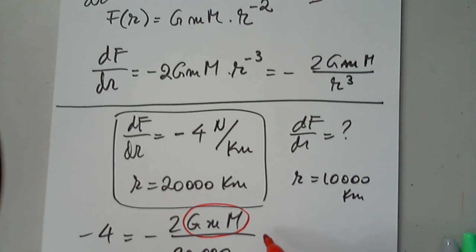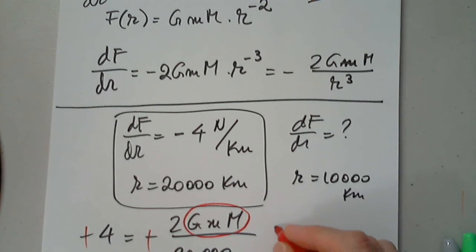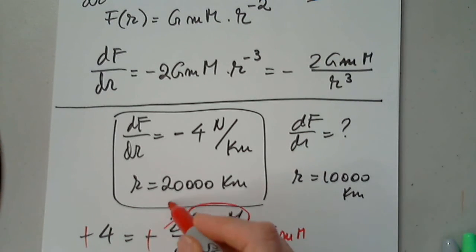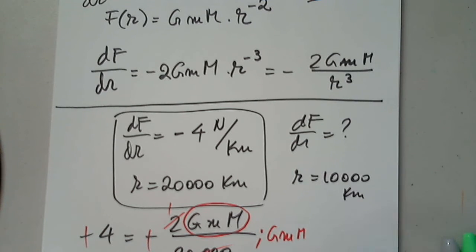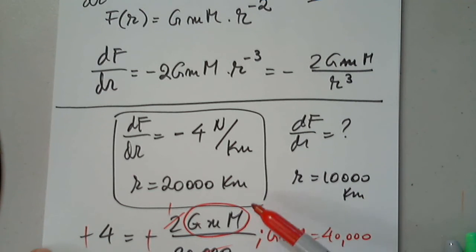Okay, there are 3 different constants, but all I want is one number. So I will cross multiply and divide by -2. Of course, I can multiply both sides by -1. So 20 times 4, so GMm is 80,000, or I can simplify here, and this is even better, 40,000. And these are constants. This was in newtons per kilometer, and this is in kilometers. So when I multiply, I get newtons.